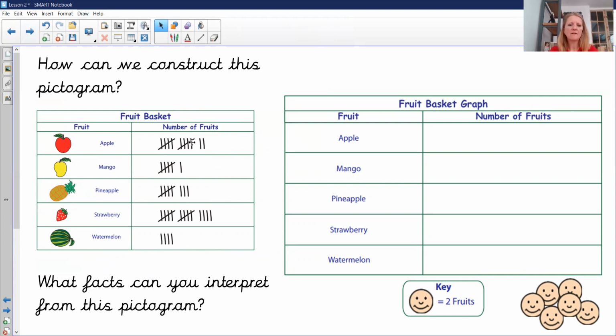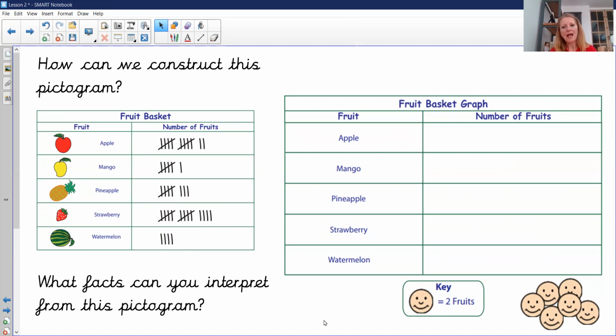So this would be 5 and 10 and 2 more would mean 12. 5 and 1 more is 6. 5 and 3 more is 8. 5, 10 and 4 more would be 14, and just 4 for watermelons. Okay, so at the moment that's just in a table of information.